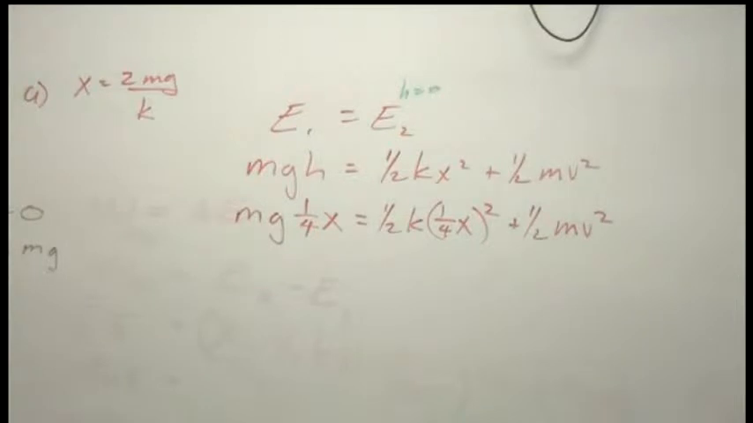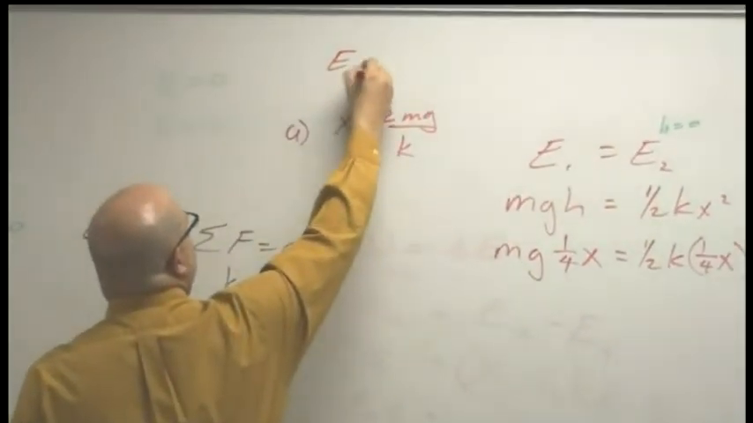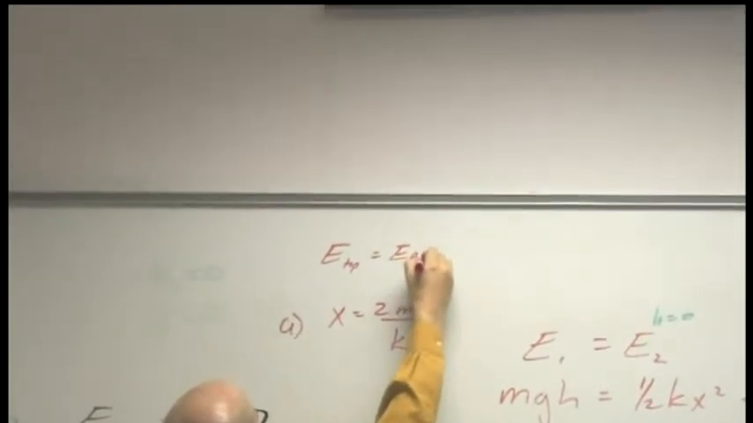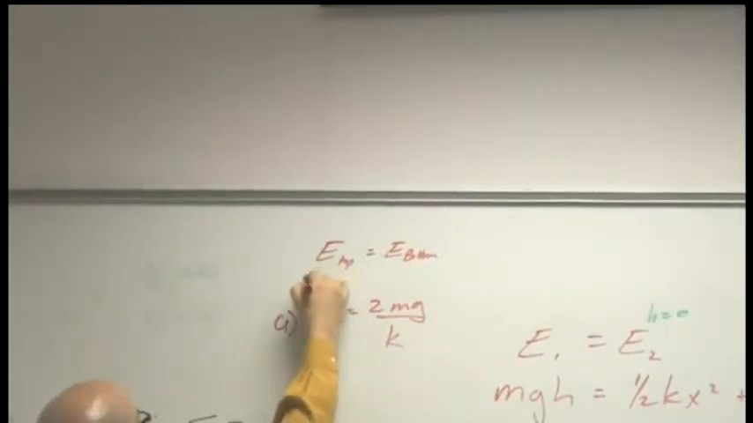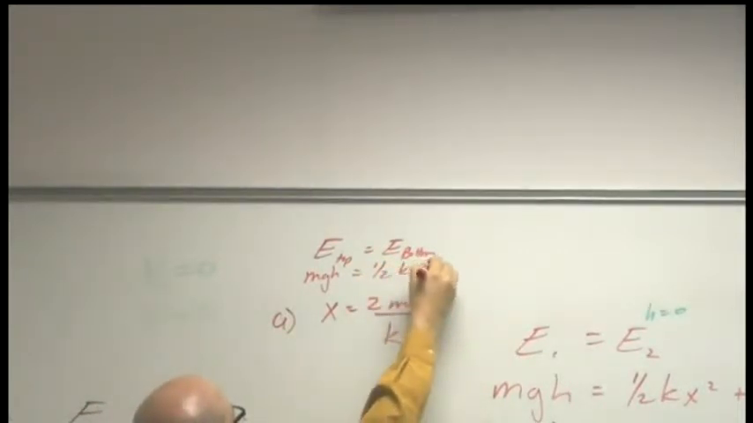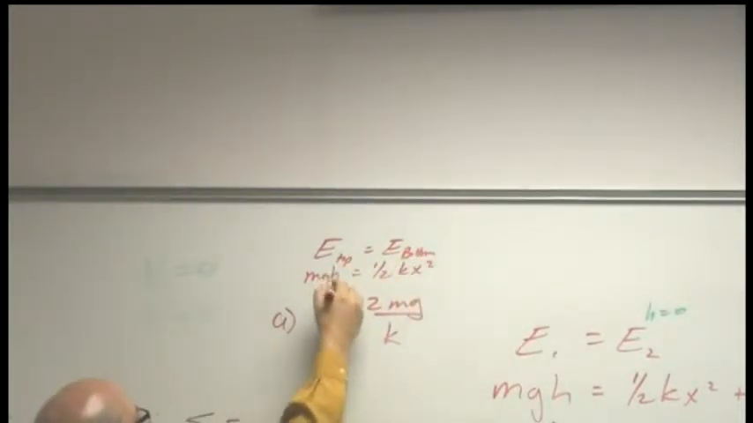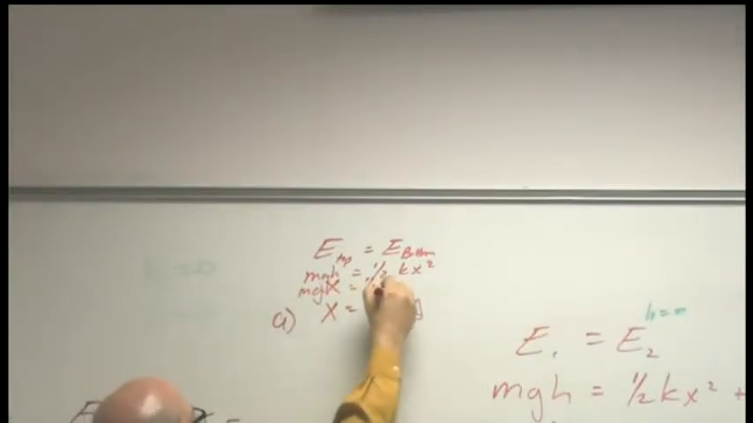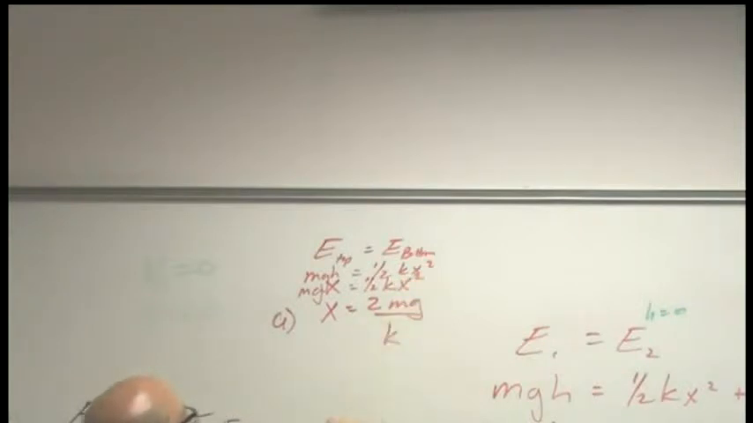Let's show that. In part A, the energy you start with at the top equals the energy at the bottom. So you have mgh equals 1/2 k x squared. How far have you descended? X. So mg times capital X equals 1/2 k capital X squared. One of these x's goes away, and you end up with 2mg over k.